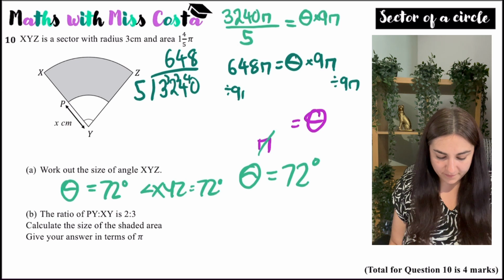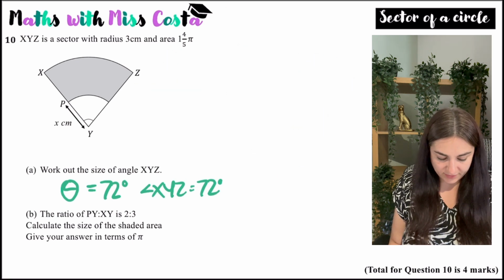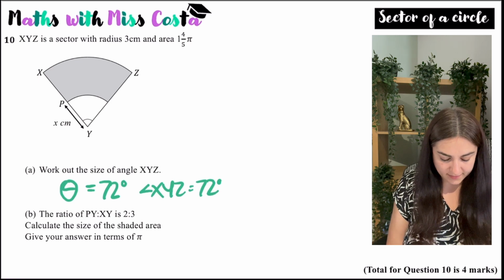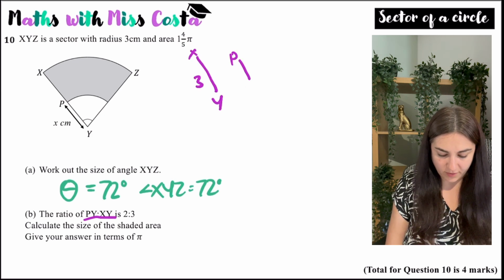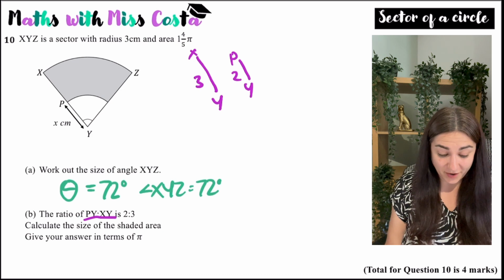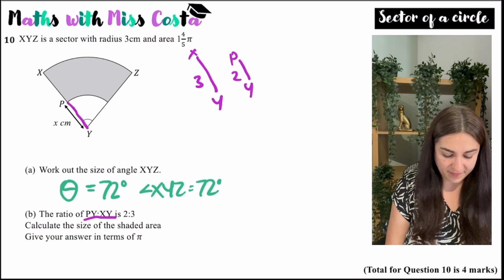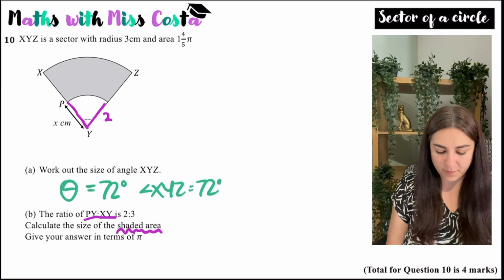Okay, for the next part, I haven't actually read this yet. Let's see. So the ratio PY to XY is 2 to 3. Okay, so I know that XY is 3. So PY is going to have to be 2. That's quite a nice ratio. Okay, so I know that the length over here is 2 centimeters. And I need to calculate the size of the shaded area. Okay, so what am I going to need to do there?